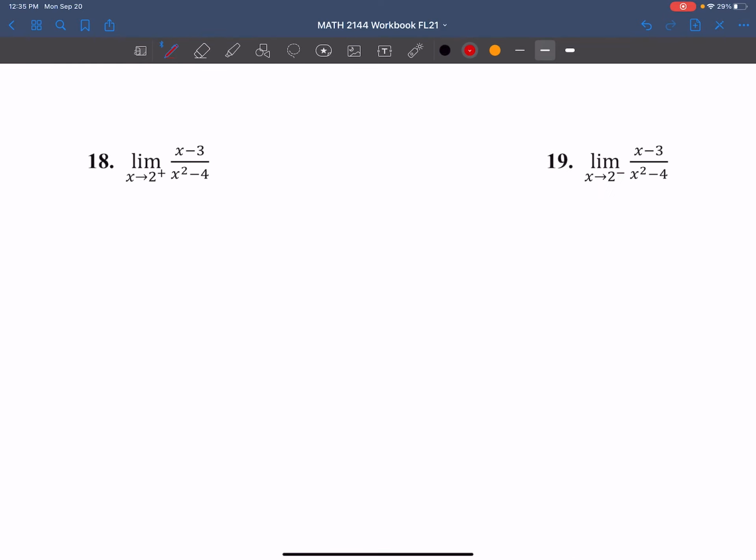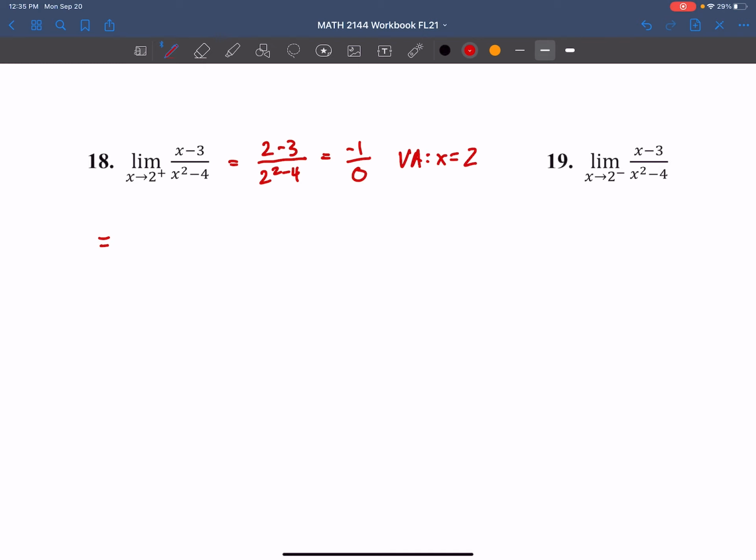If you look at 18, when you plug it in, you get 2 minus 3 over 2 squared minus 4, which is going to give you minus 1 over 0. So my recommendation is still to go ahead and factor. The reason I still recommend to factor is because it's easier to test a point. So notice, yes, I see that there is a vertical asymptote here. So there is a vertical asymptote, x equal to 2.